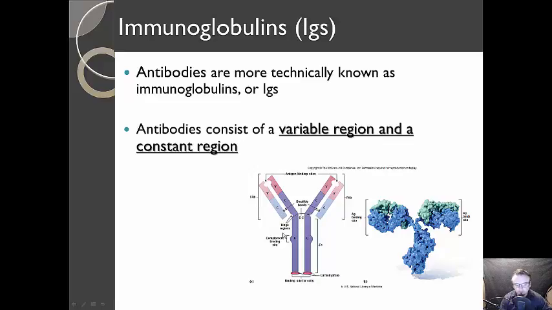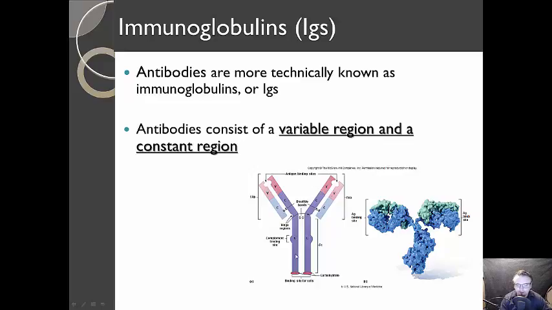Down here we have the constant region, and they call it the constant region because it is more or less the same in all different types of antibodies, so there's really no variation here. This is going to be where the antibodies can interact with the body's own white blood cells. So for example, it says down here binding site for cells. This is where they can interact with other white blood cells, which can trigger further reactions. Okay, so for the most part, our primary interest involves these antigen binding sites.